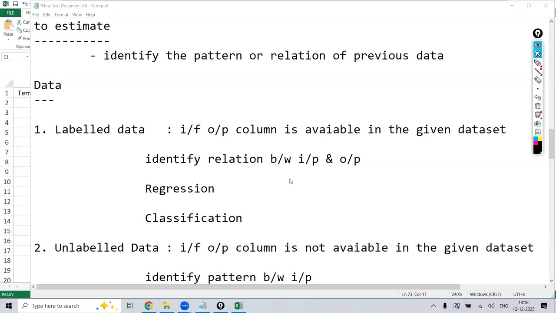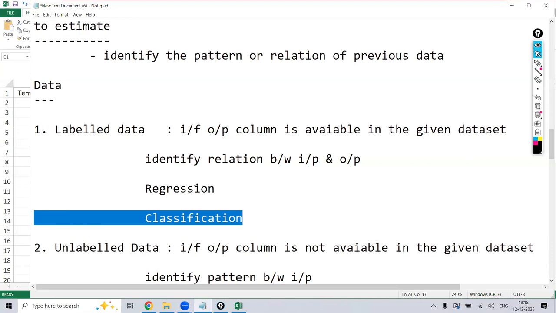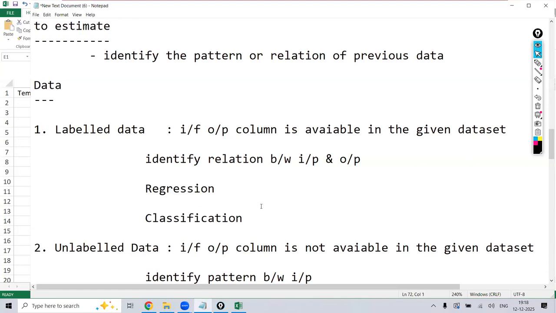So for input and output, when you are having the input and output, only two possibilities are there. That is regression and classification. Third possibility is not there. Only two possibilities, guys. Right? Next, continuous and discrete.